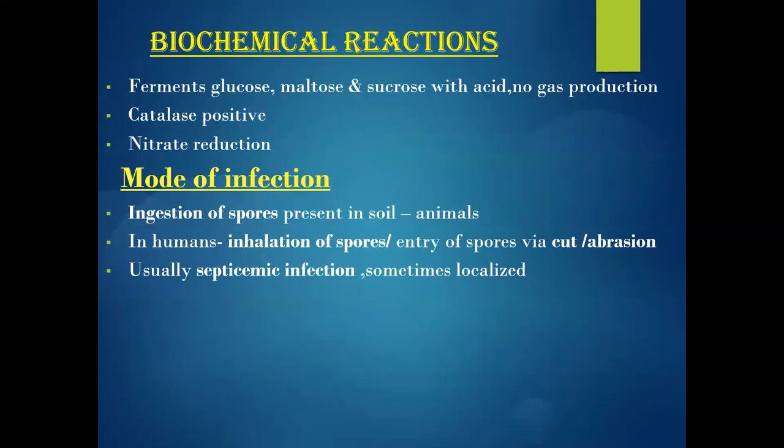Biochemical reaction. Bacillus anthracis ferments glucose, maltose, and sucrose with acid, and there is no production of gas. These organisms are catalase positive and they reduce nitrate. Now, the mode of infection is mainly by ingestion of spores present in soil, for animals, and in humans, inhalation of spores or entry of spores via cut, abrasion, etc. Usually, this is a septicemic infection, and at times it shows a localized appearance.